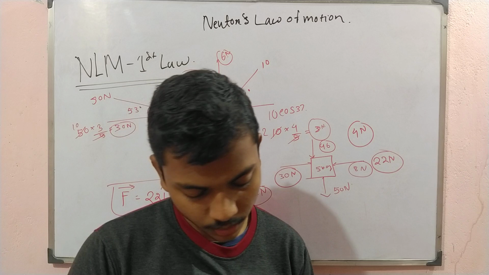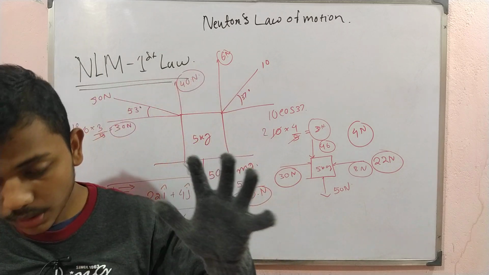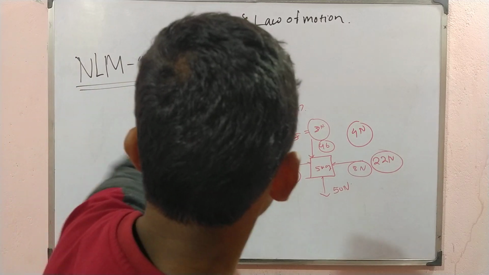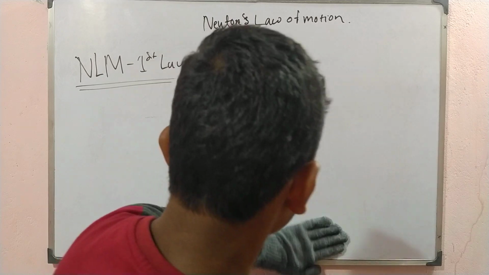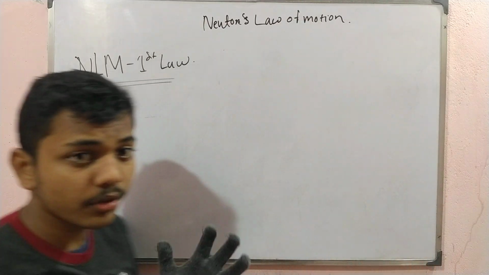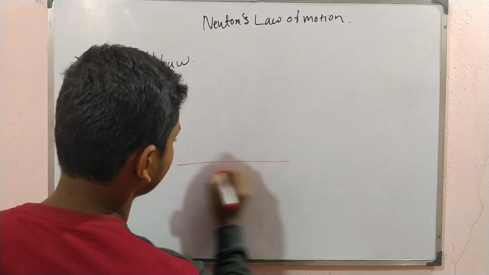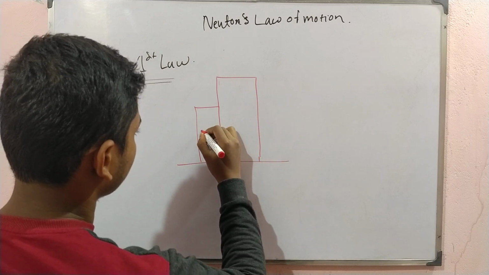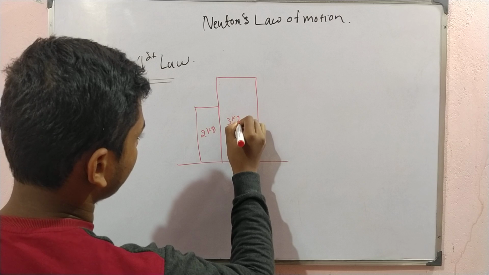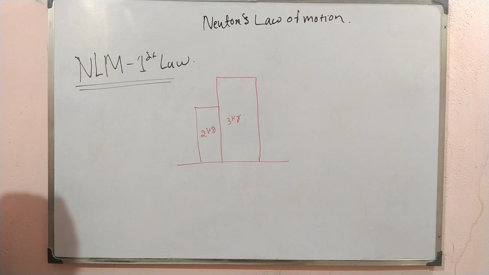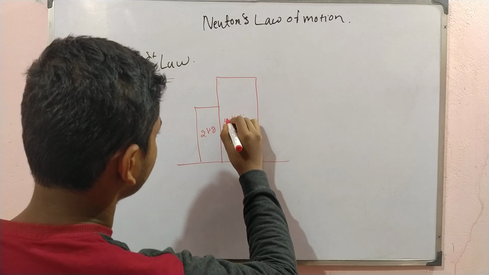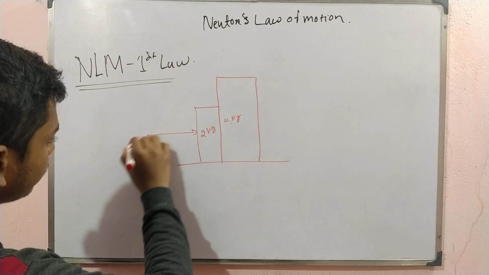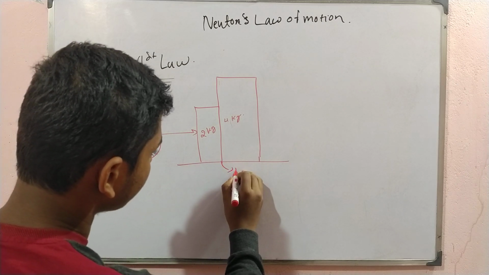Is it clear to all? Now we will move on to the double block problems, based on Newton's first law of motion. Now we can find the normal forces. How can we find the normal force? There is a block of 2 kg and a block of 4 kg, and there is a force of 6 Newton. So find the normal force.